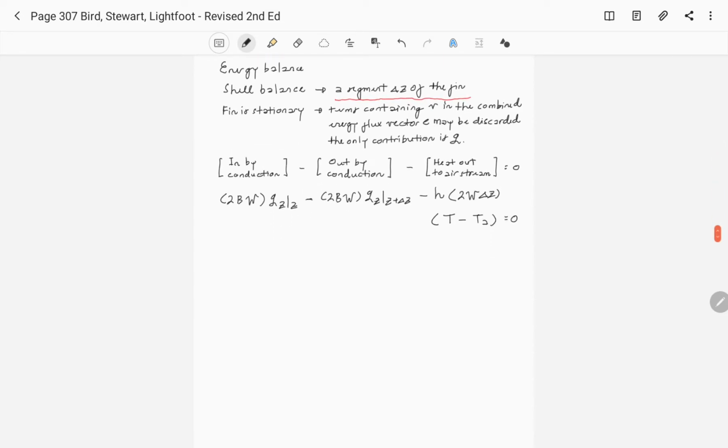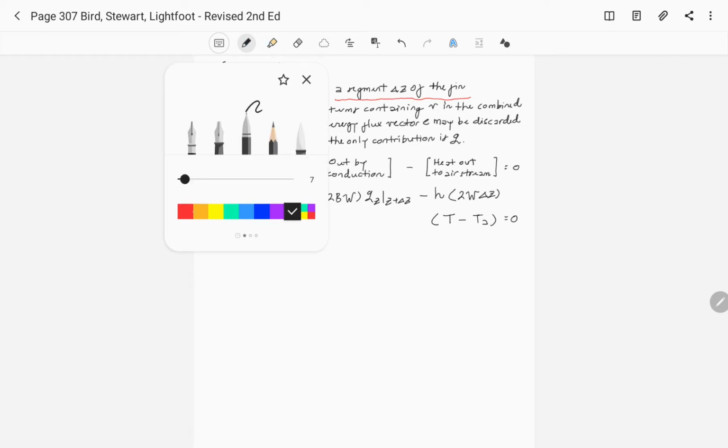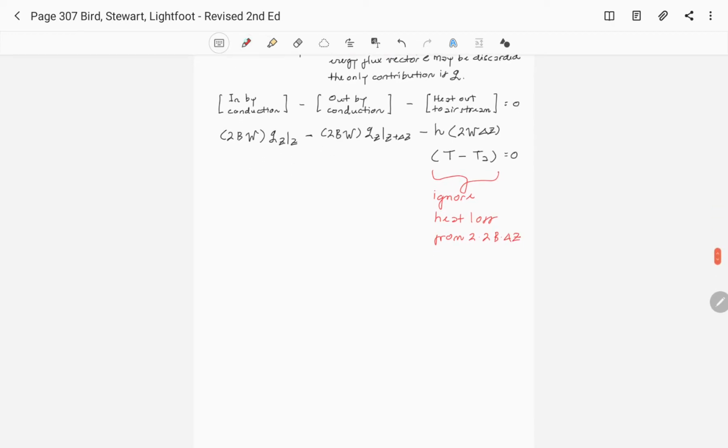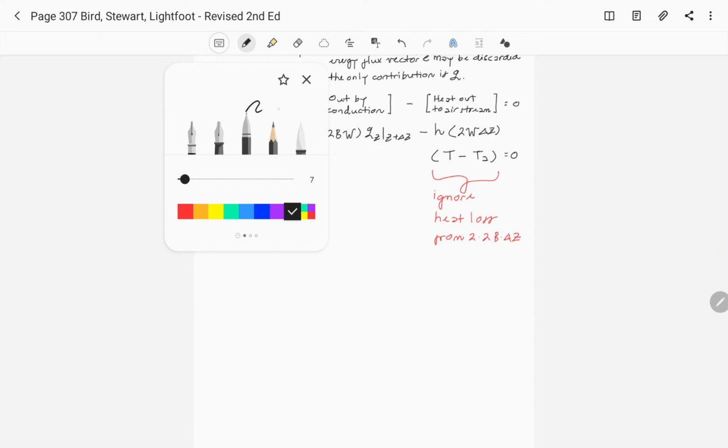Okay, so note that for this particular term in here, we have ignored heat loss from 2 times 2B delta Z. Okay, then we can continue further.